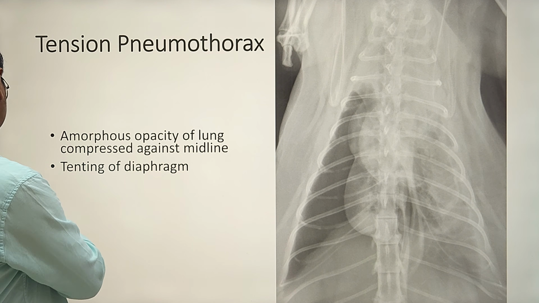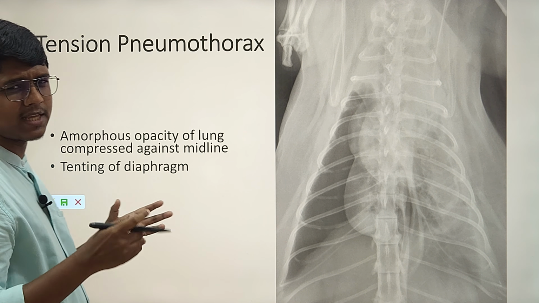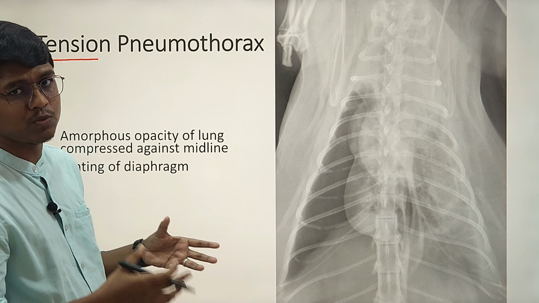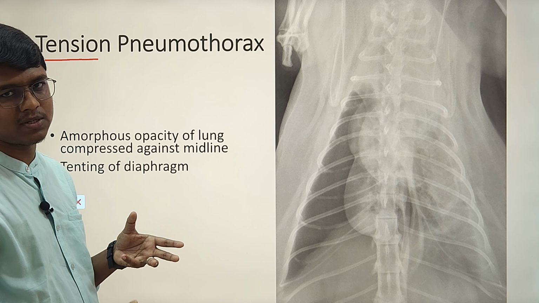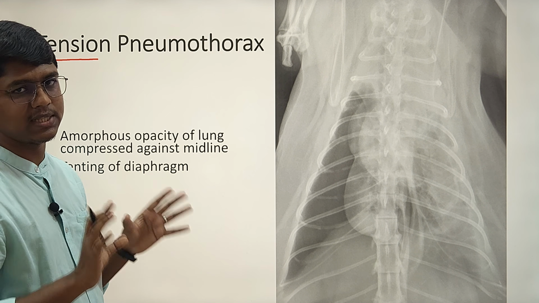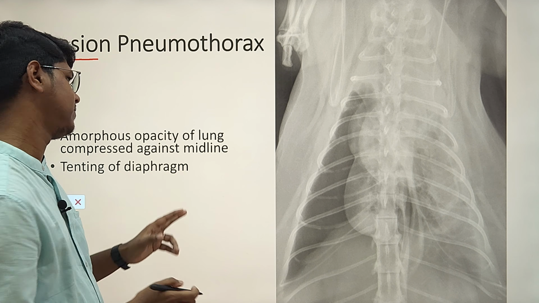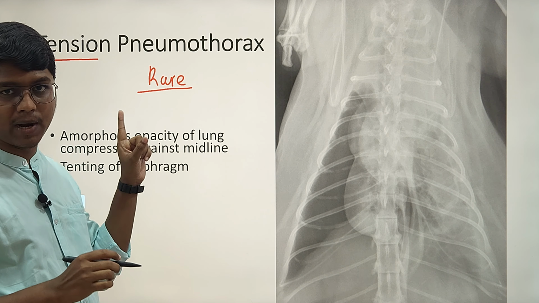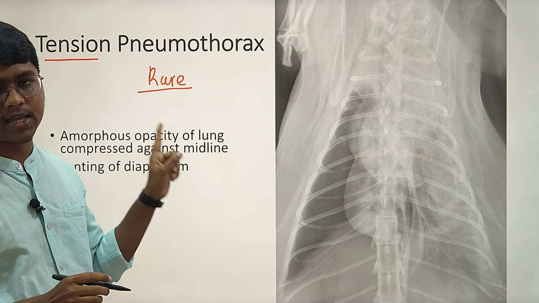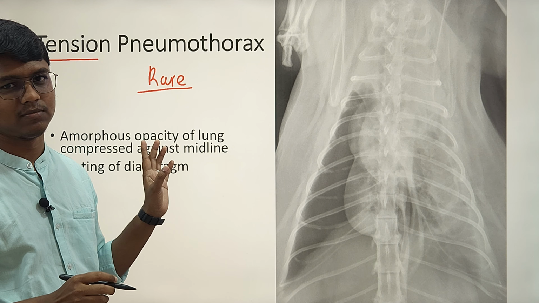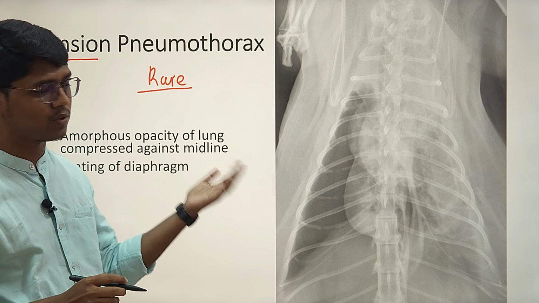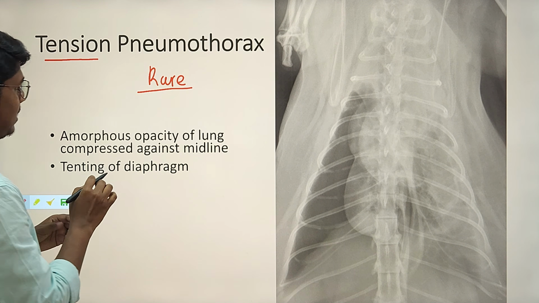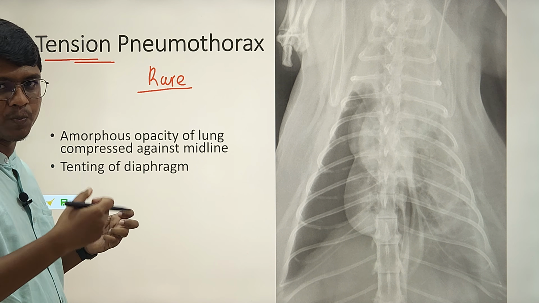Another thing, tension pneumothorax. It is basically the same as pneumothorax, only it is under tension. It means the thoracic pressure is equal to, or slightly higher than, the atmospheric pressure. It is a very rare disease in animals. But if you find tension pneumothorax, it is a case of 100% emergency. You have to rush and do thoracentesis to release the pressure, otherwise the animal will simply die. As this is tension pneumothorax, the lungs become more atelectatic.